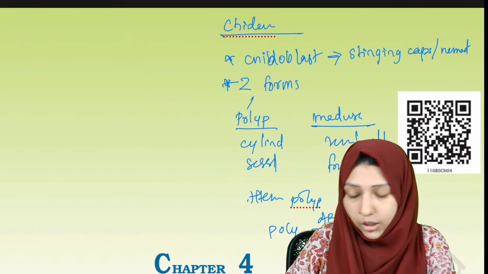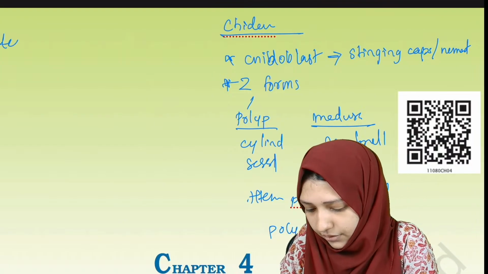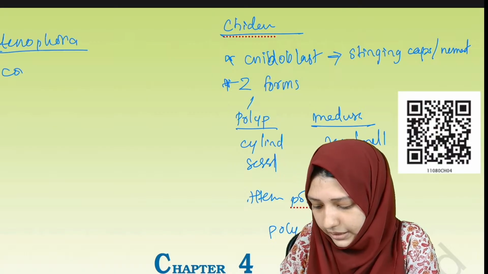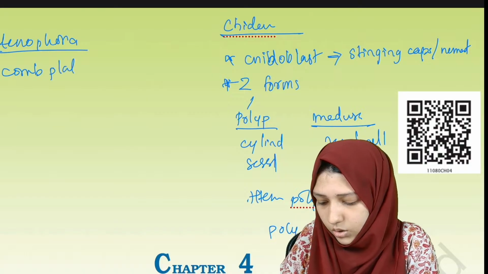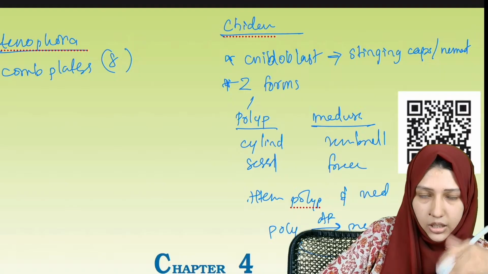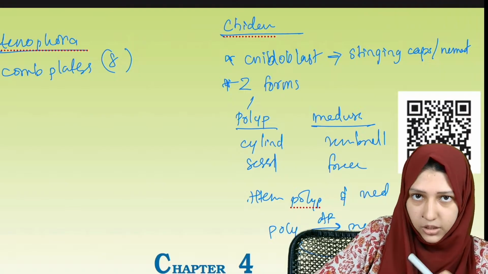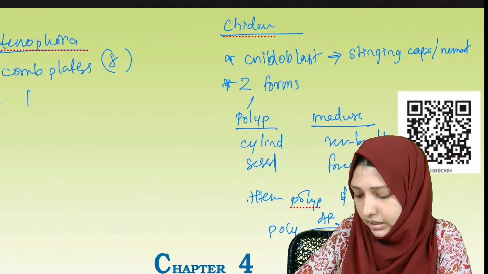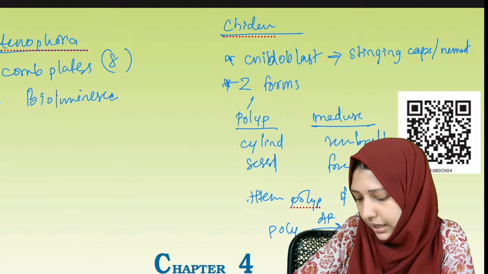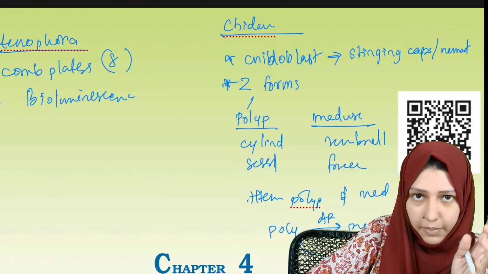Okay, phylum Ctenophora. Phylum Ctenophora was also known as comb plates. They were having 8 external rows, 8 external comb plates, so they are known as comb plates. Okay. Then what was the defining character? They were having bioluminescence, which means the ability to emit light.